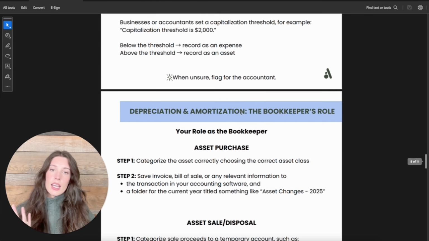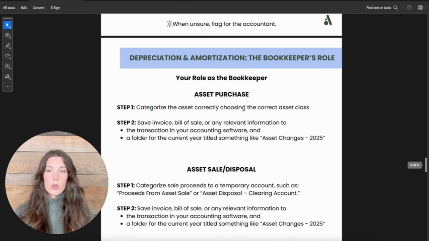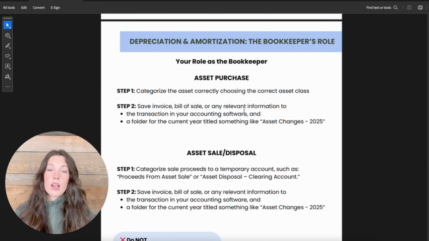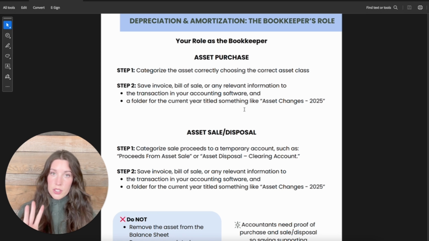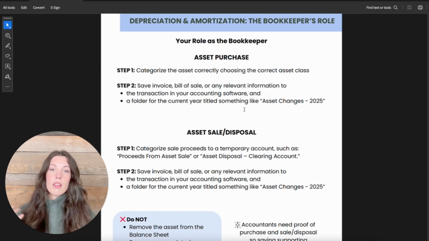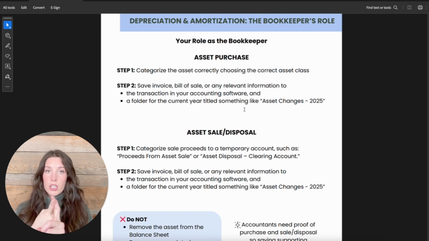So now let's get into what your role as the bookkeeper actually is when it comes to assets and depreciation. There are 3 triggers when you think about dealing with an asset or depreciation. There's when an asset is purchased, when an asset is sold or disposed of, and at year end.